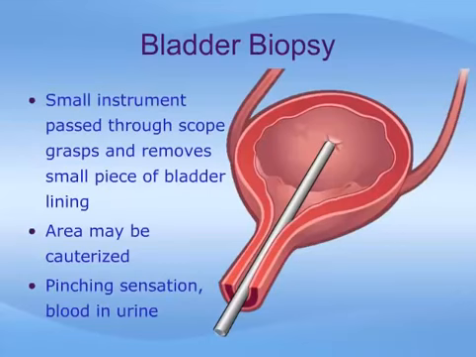A bladder biopsy involves removal of a small piece of bladder lining to examine under a microscope, and may be required when the lining looks abnormal. For this, a small instrument is passed through the scope and grasps and removes a small piece of bladder lining. If there is some bleeding, the area may be cauterized with another small instrument. This seals the bleeding blood vessel.